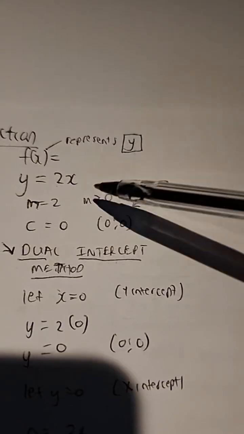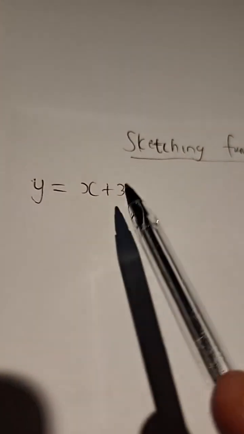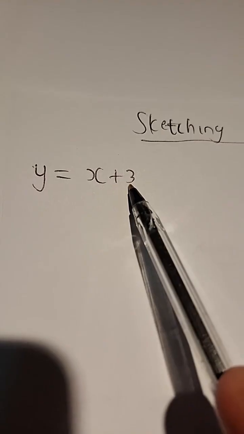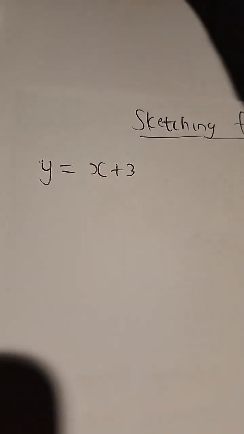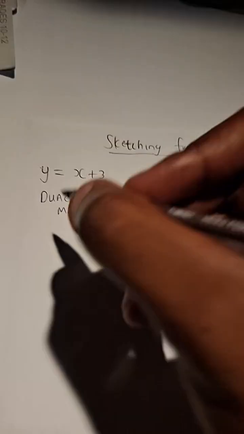y is equal to x plus 3. So this function, that straight line, unlike this one, has a constant that is not 0. So this one, we don't even have to use the calculator. Here we can straight up use the dual intercept method, and this is advised because it makes life very easy.